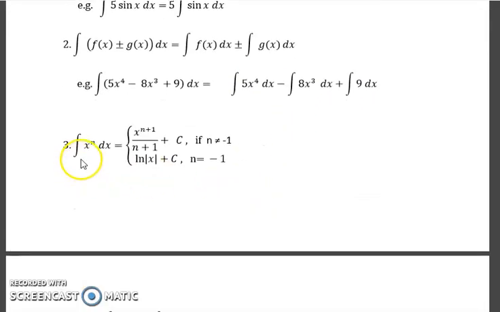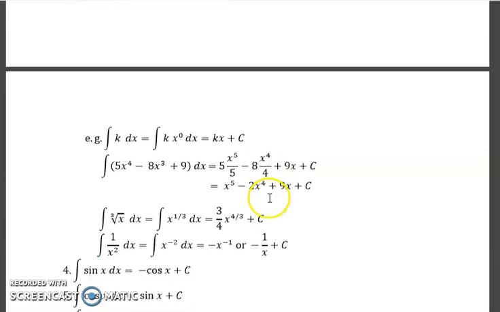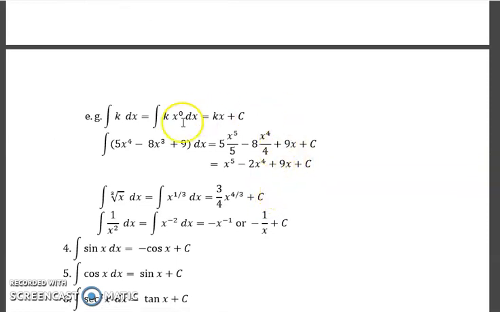So remember, when n is negative 1, that is when we have 1 over x, the integral of 1 over x with respect to x, or the integral of dx over x, would be ln absolute value of x plus c. Just to illustrate the power formula, the integral of a constant with respect to x is simply k times x plus c, because the integrand can be written as k times x to the 0.